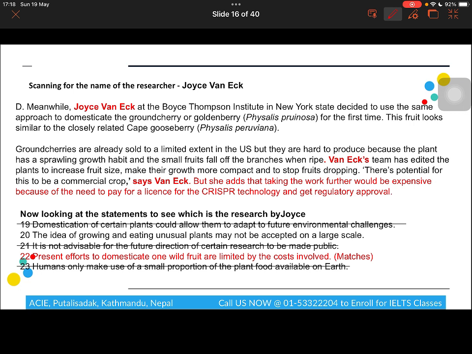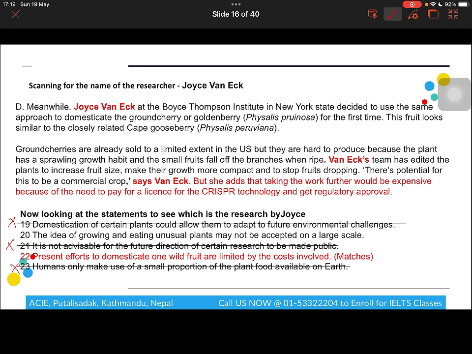Moving on, we know that these options are already crossed out. So if you're doing a paper-based test, you can always cross them out serially for you to be able to see which matches the remaining features. Now let us look for the name Joyce Van Eck, and we find this only in one paragraph, which is paragraph number D. So let us see what she is saying.